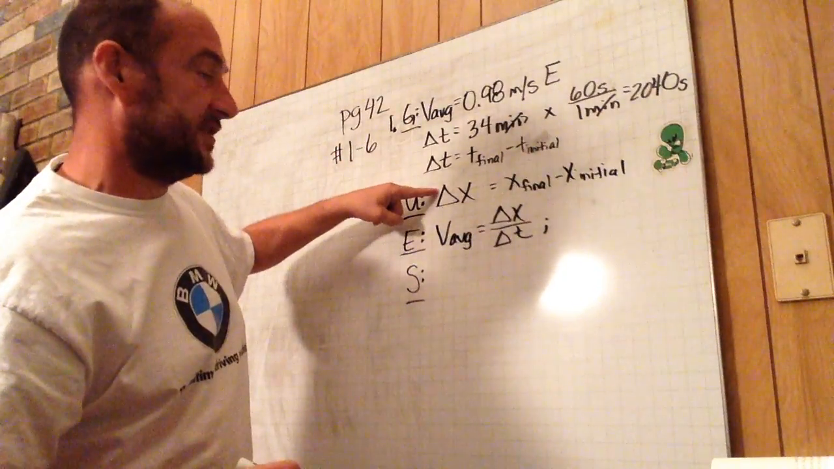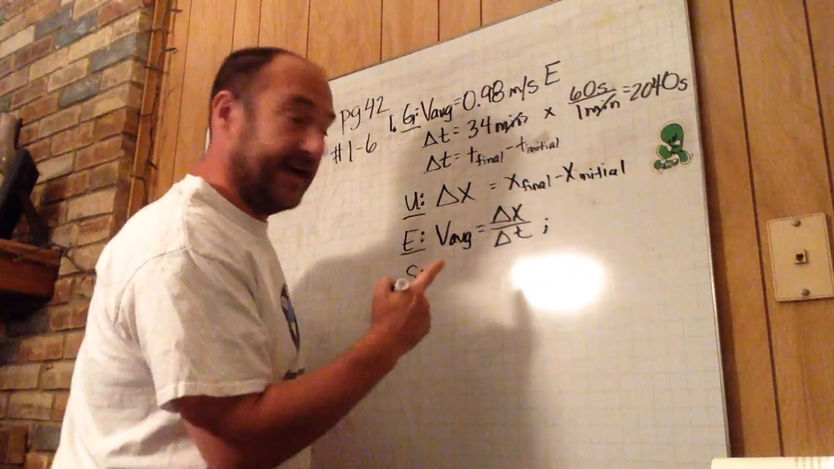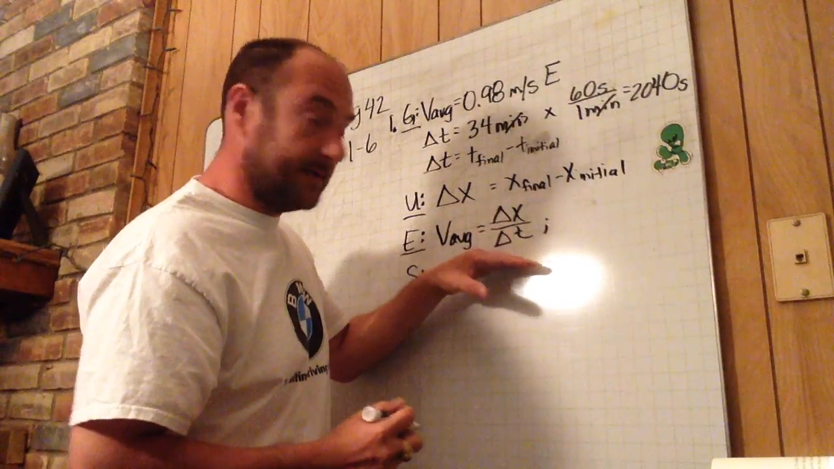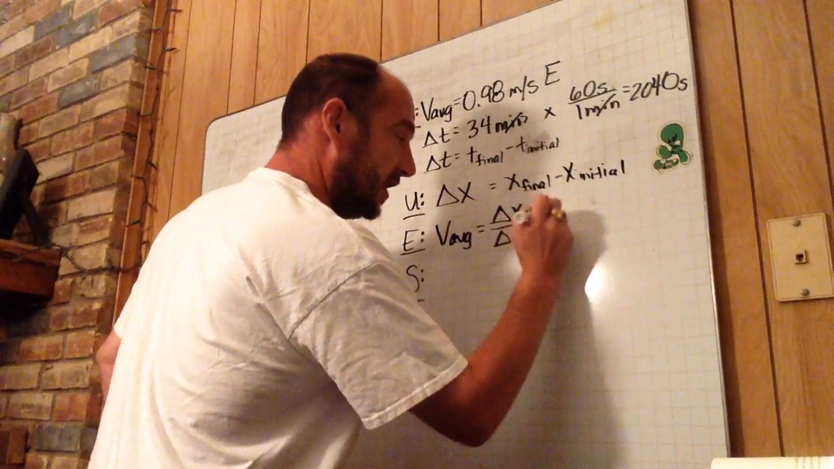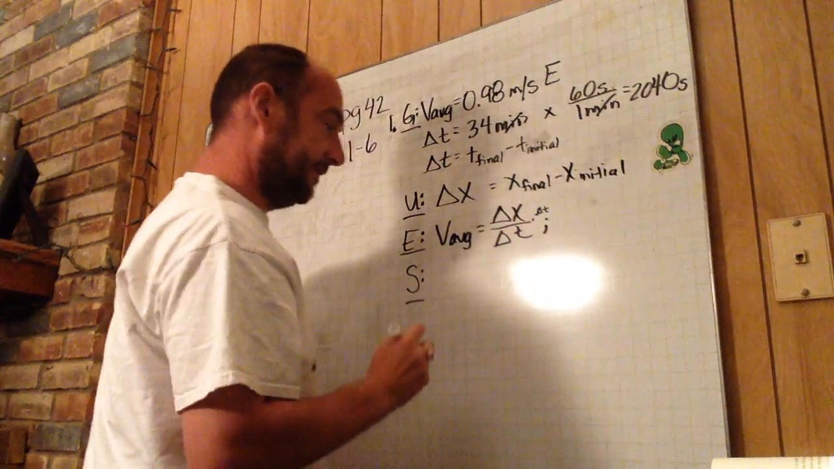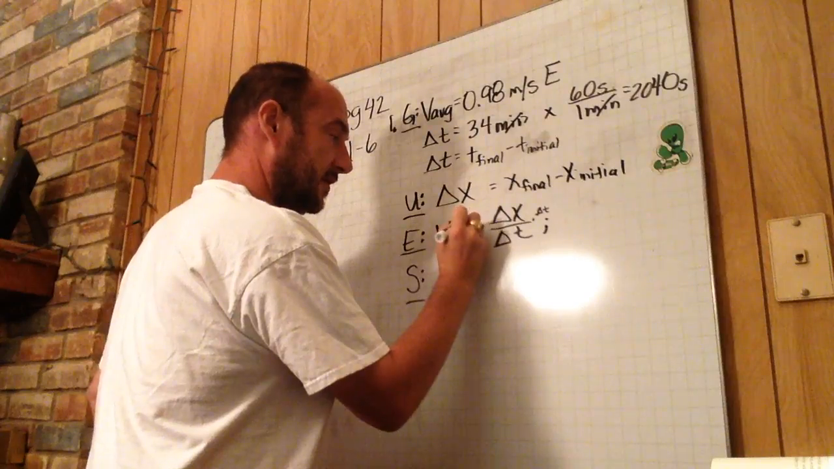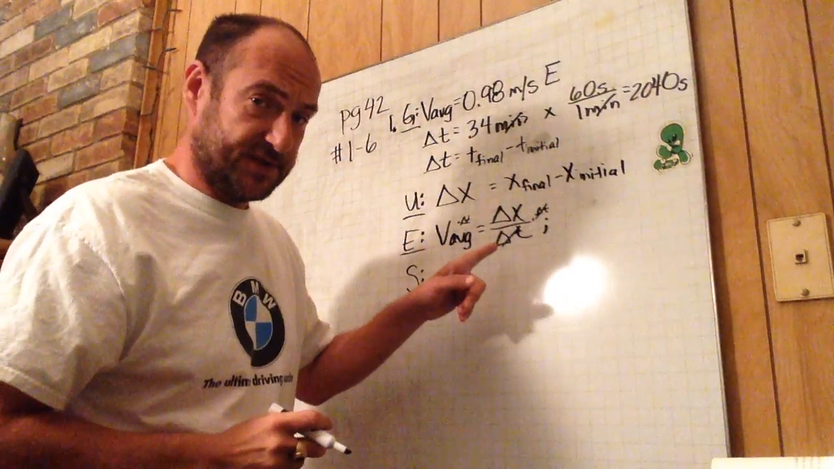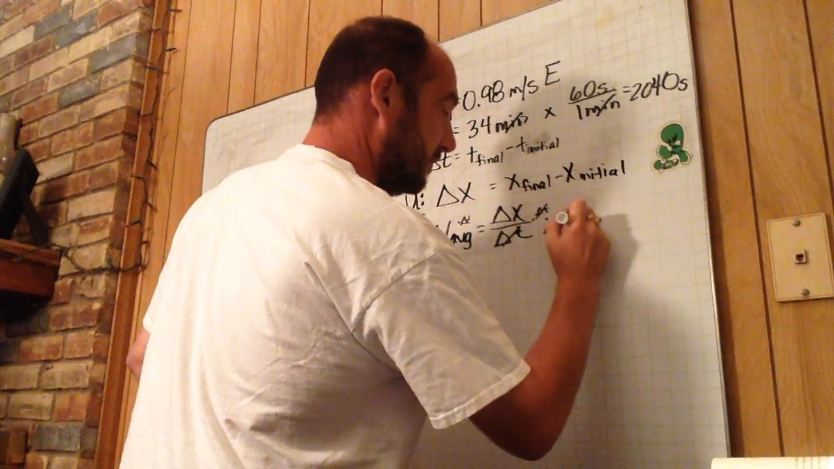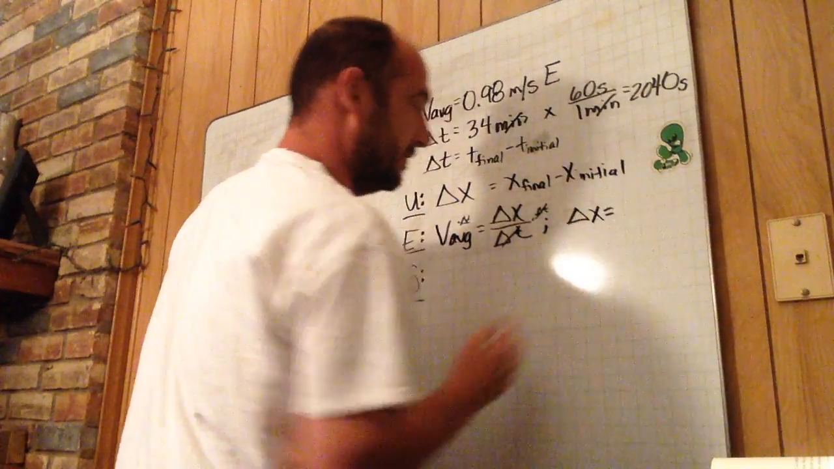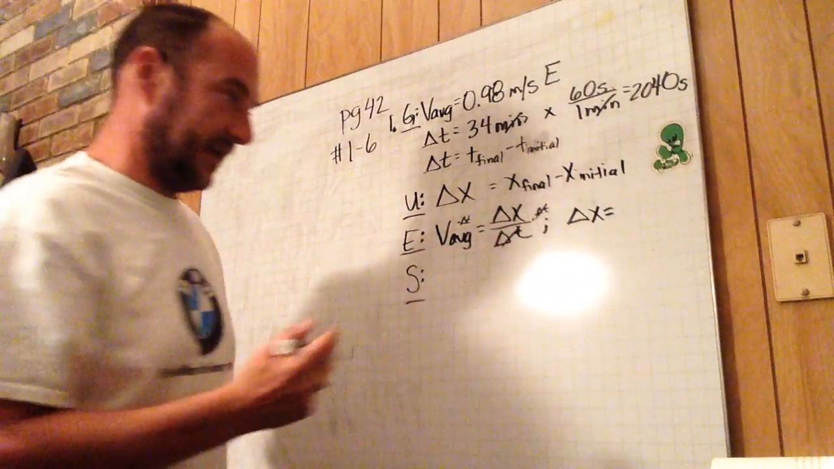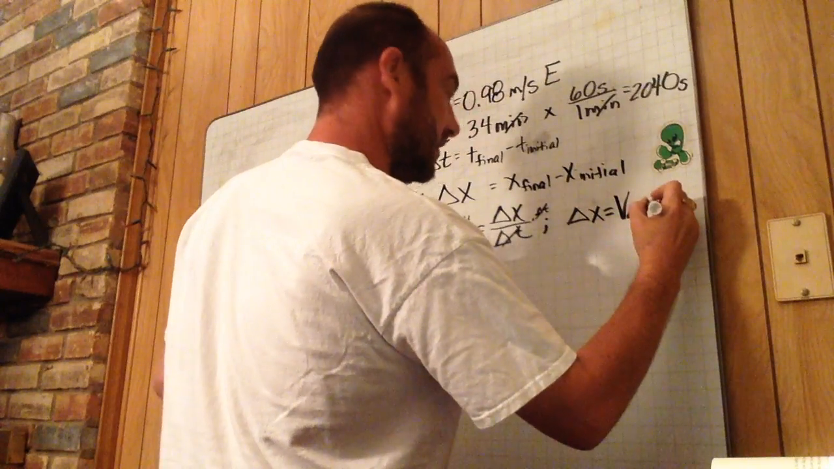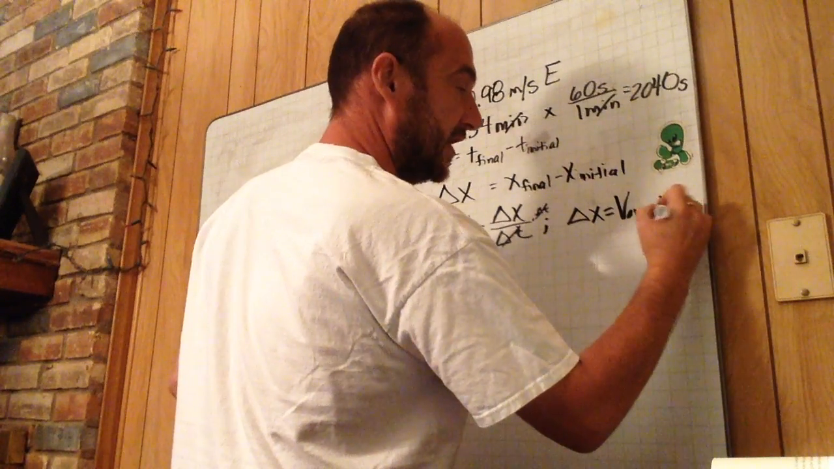They want me to find delta x. So delta x is on top. We need to get the delta t away from this side of the equal sign. So you multiply both sides by delta t, and now you have delta x by itself on this side of the equation. We can flip it, just change the x to this side of the equal sign, and that will be the same as v average times the change in time.